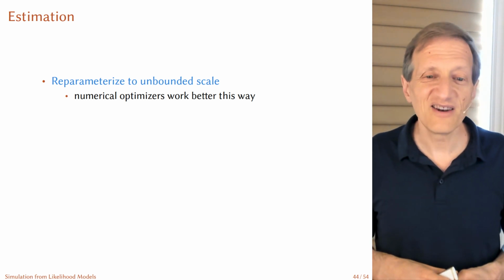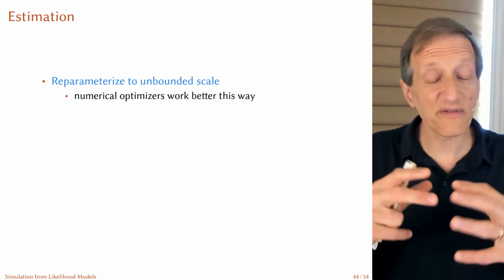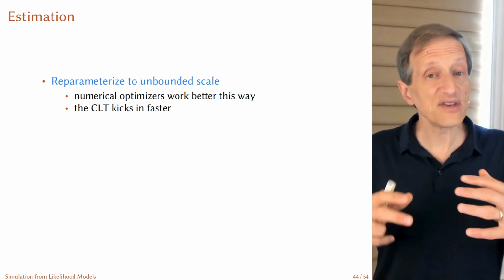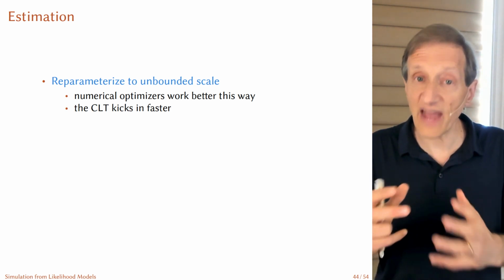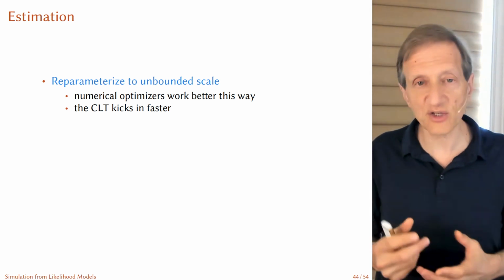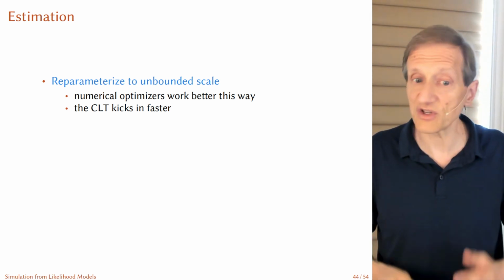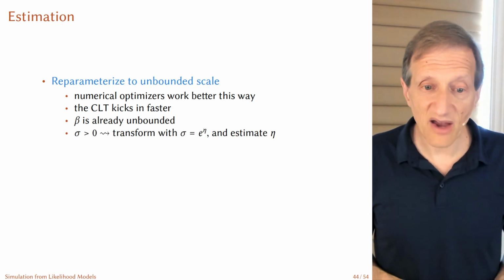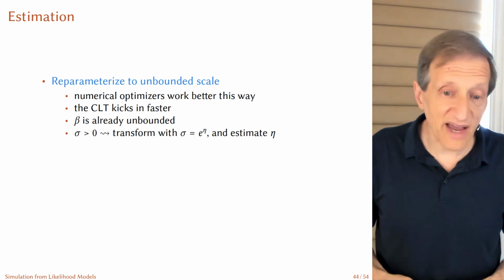So the numerical optimizers work better if you reparameterize to the unbounded scale. Also, the central limit theorem kicks in faster. That is, you need fewer observations before this approximation works, which is great. As I said, beta is already unbounded, but sigma squared is bounded, so we'll have to deal with that.